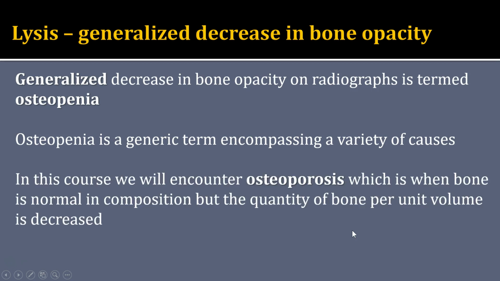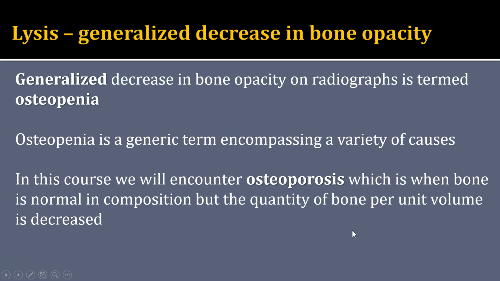In our case, we will encounter osteoporosis most often, and that is when our bone is normal in composition, but the quantity of bone per unit volume is decreased. And we're going to see disuse osteopenia, but we may also have older patients that have osteoporosis of aging, and then sometimes you can have diffuse osteoporosis from excess steroid therapy or in patients with Cushing's.